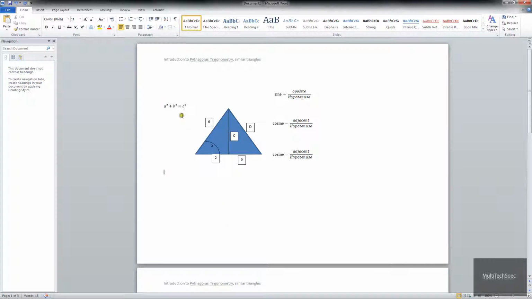Well, anyway, the principle behind it is that a squared plus b squared is equal to c squared. So what it's trying to say is that the summation of the squares of two sides of the triangle will be, in effect, equal to the square of the third side.